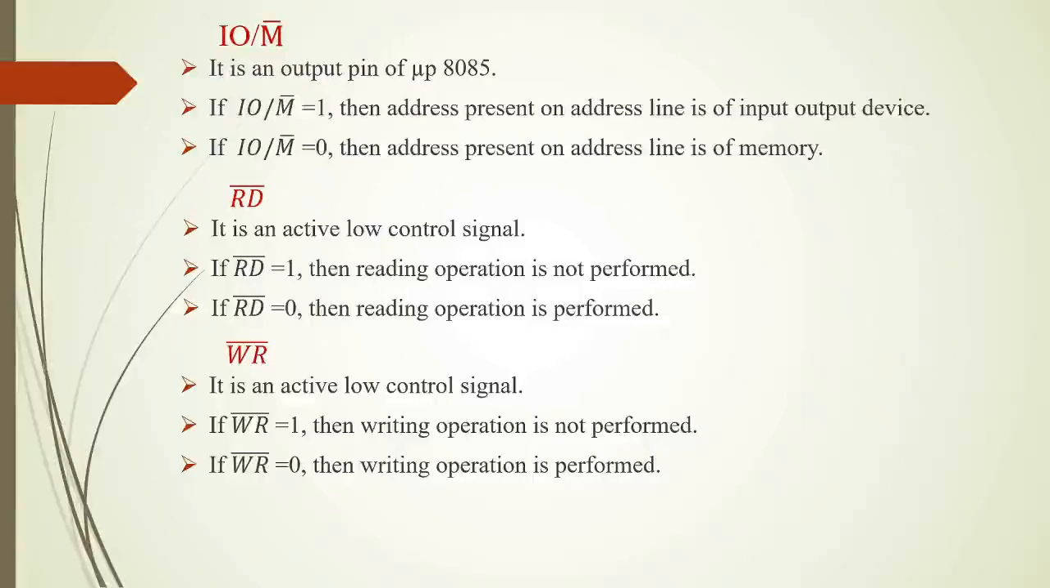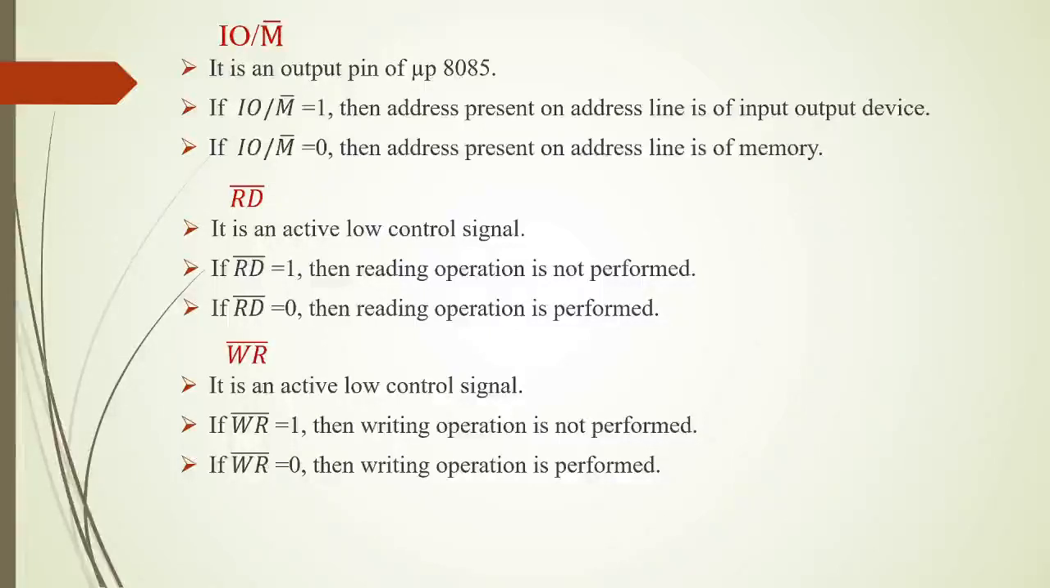Now there are three important control signals in 8085. The first one is the IO/M bar. Now you can see this pin. The same pin is used as an IO pin, and the same pin is used as a memory pin. It is an output pin of 8085. The microprocessor will have data transfer either with a memory or with the input output device. So if IO/M bar equals 1, then the address on the address line will be of the input or output device.